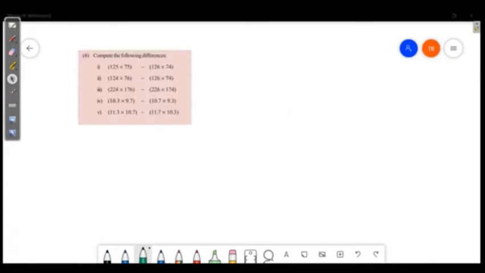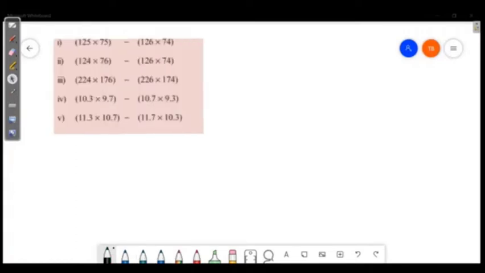Next question is compute the following differences. Page number 93 in your textbook, compute the following differences. First one is 125 into 75 minus 126 into 74. Okay, so 125 into 75 minus 126 into 74. We have to find the differences.